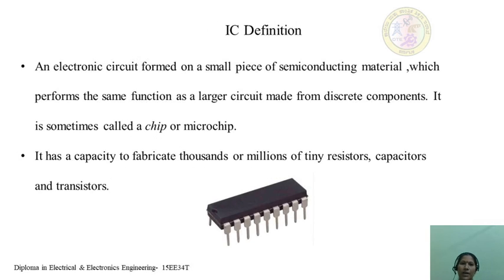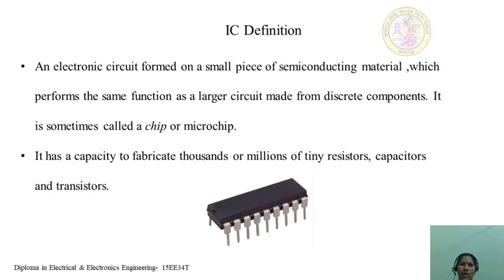First we'll move on to the definition of the IC. Integrated circuits are abbreviated as ICs. An IC is basically an electronic circuit formed on a small piece of semiconducting material which performs the same function as a large circuit made from discrete components. It is sometimes called a chip or a microchip. It has the capacity to fabricate thousands or millions of tiny resistors, capacitors and transistors. The picture of a typical IC is as shown in the figure.